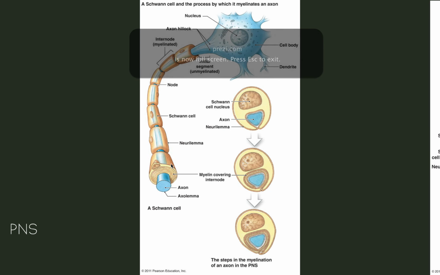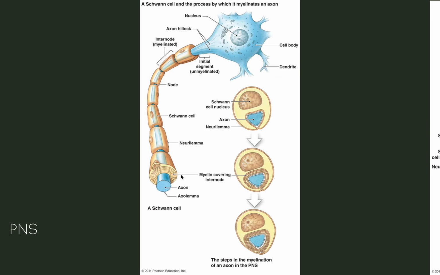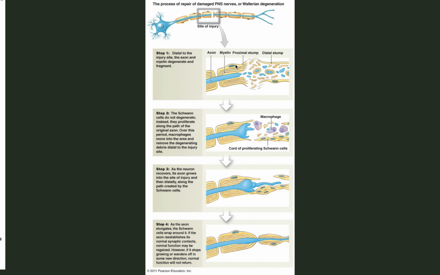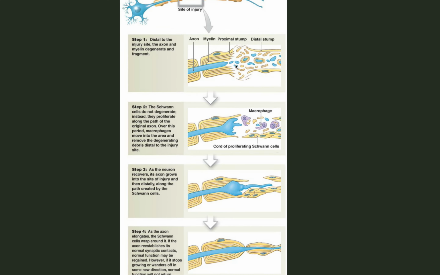Schwann cell, this is showing how important it is with damage. We also see some satellite cells. They surround the cell bodies and regulate the environment, like the astrocytes in the CNS. Another important function of Schwann cells is that they help when a neuron is damaged.